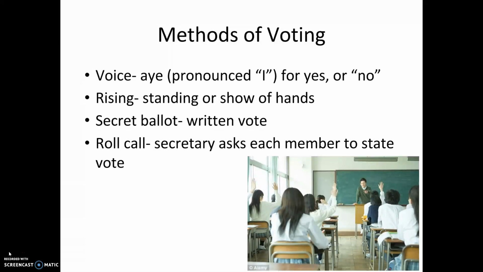There's 4 different methods of voting. The first is voice voting. So people would either say aye for yes, or they would say no. So rising would be either standing or a show of hands. Secret ballot would be a written vote. This is used primarily when you're nominating new officers or handling some other item of business that should be kept very secret. And then roll call. So a secretary would literally go down the list of members and ask every single one to state their vote.